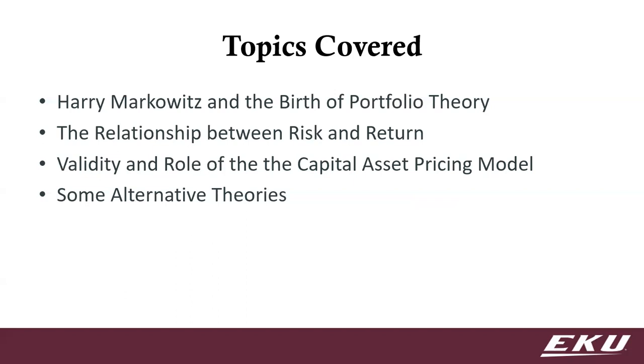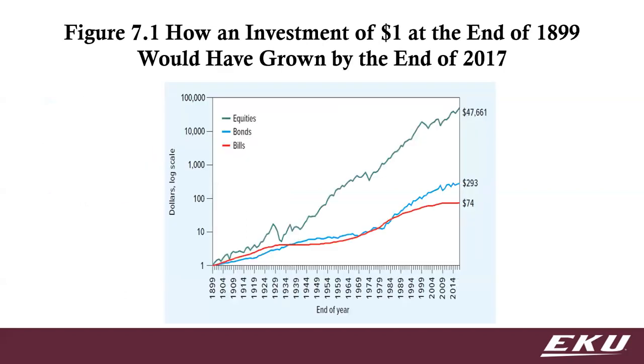So let's jump right into how capital markets have performed over the last century. If you had $1 at the end of 1899 and you invested it, how would it have grown by the end of 2017? You notice the red line is for the T-bills, the blue line is for bonds, and then the green line there is equities.